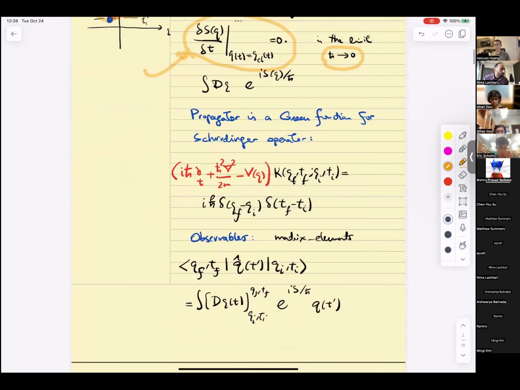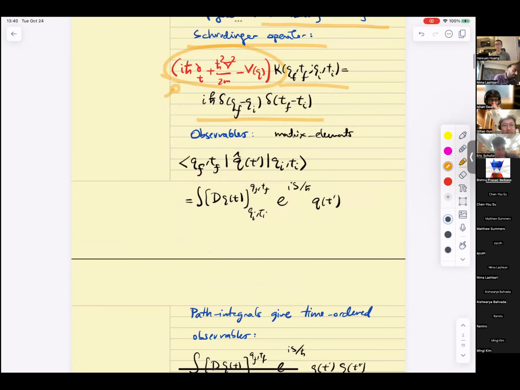All right. We said that the propagator is a Green's function for the Schrodinger operator. The Schrodinger operator is precisely this object that we usually act with on the wave function and set equal to 0. That's called the Schrodinger equation. But now you could act with this on the propagator, and then you realize that the propagator is nothing but the Green's function for the Schrodinger operator.